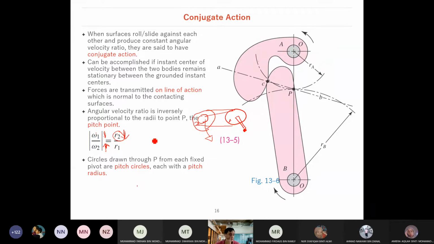Betul tak? So, it's common sense kat situ. Kalau awak nak speed rendah, awak turun, so punya radius kat belakang tu jadi tinggi. Okay? Itu maksud dia kat sini.